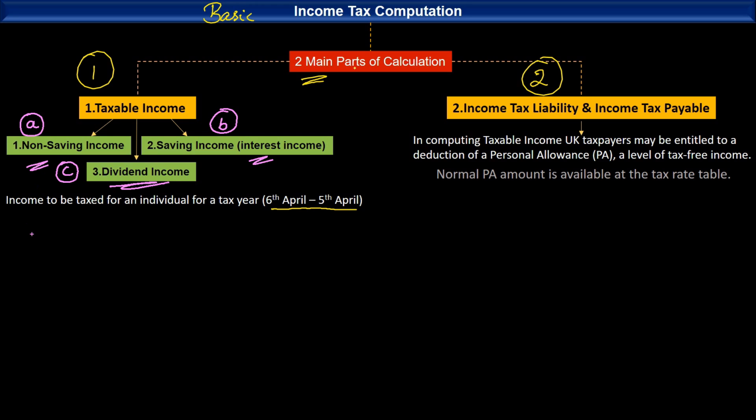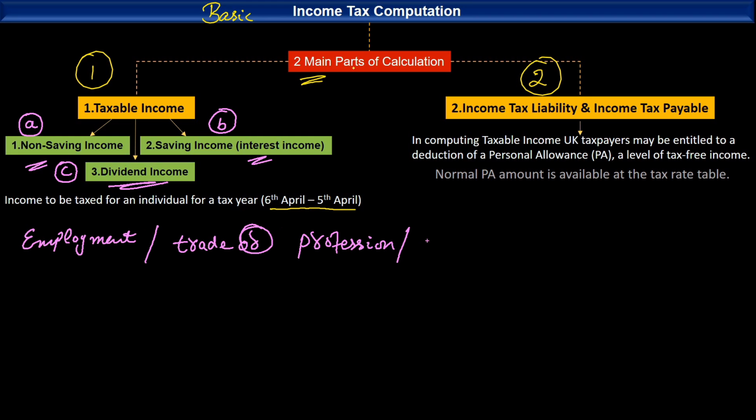It includes income from employment or trade or profession, and it also includes income from property business. Okay, so it also includes property business income.